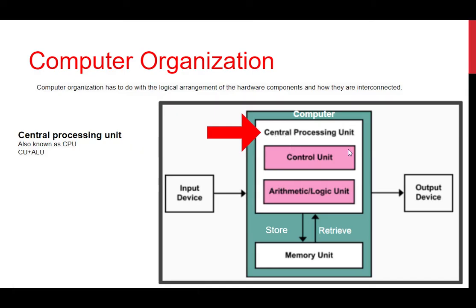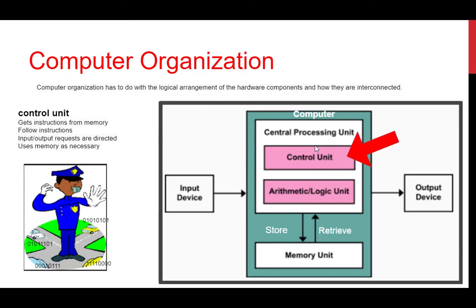The central processing unit, which is this white square here, is also known as the CPU. So I mentioned CPU, C for central, P for processing, U for unit. It's a combination of the control unit and the ALU. There are actually other parts, but we're not going to get into those. But for us, central processing unit, CU, and the ALU. Let's take a look at each one of these.